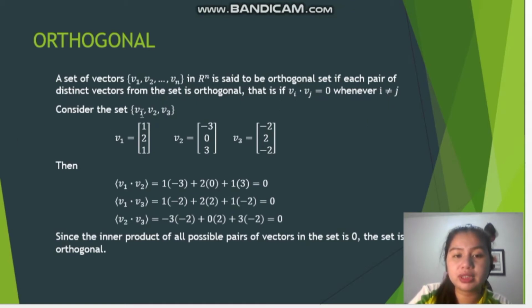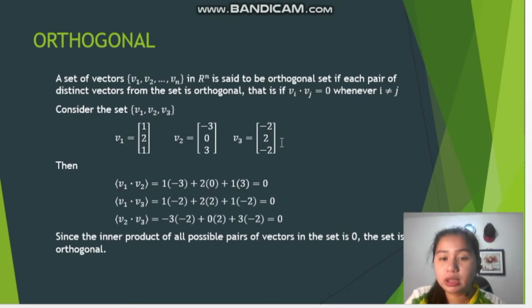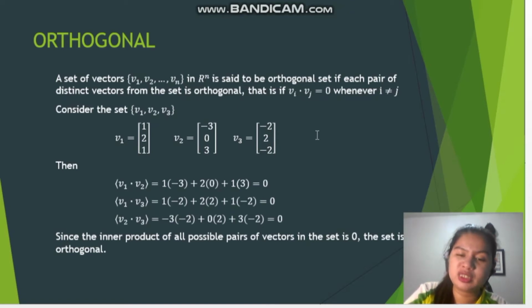Consider, for example, we have the set v sub 1, v sub 2, and v sub 3. So, masasabi natin orthogonal yan kapag kinuha ko yung inner product ni v sub 1 and v sub 2, ang sagot ay 0. Pag v sub 2 and v sub 3, or inner product of v sub 2 and v sub 3, 0 pa rin dapat yung sagot. And v sub 1 and v sub 3, kapag kinuha yung inner product, dapat 0 pa din. So, masasabi natin na orthogonal set yun.